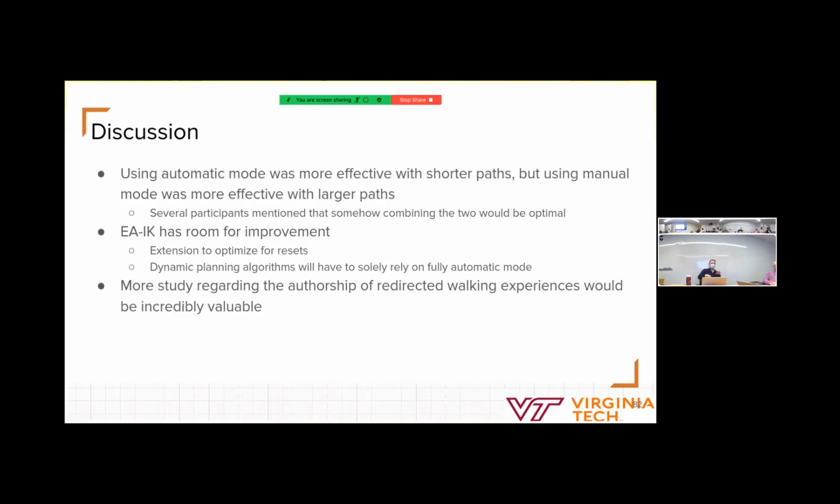Another thing to point out is that this was all looking at static planning, where we know the entire virtual path ahead of time. But if we want to implement something like this in dynamic planning algorithms, where we only know a portion of it and want to achieve environmental alignment from that point on, they're going to have to rely fully on the automatic mode, because there won't be a designer saying, okay, pause, I'm going to go figure this out. So we have to make that better for it to be more effective. And finally, more study regarding authorship of these experiences would be required.